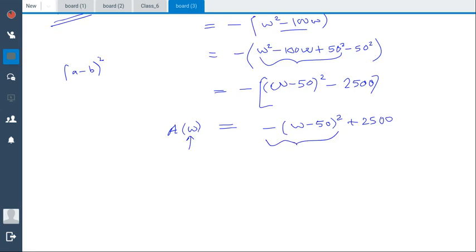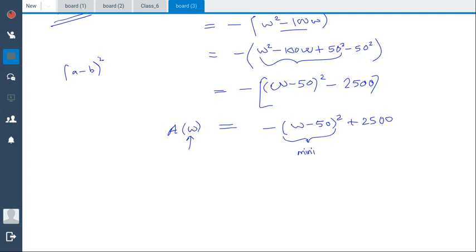Got it? I should rather say for your understanding, the magnitude of this one, W minus 50, this value has to be minimum. Minus is outside. This value has to be minimum. And what can be the minimum value for this one? What can be the minimum value for (W minus 50) whole square, guys?